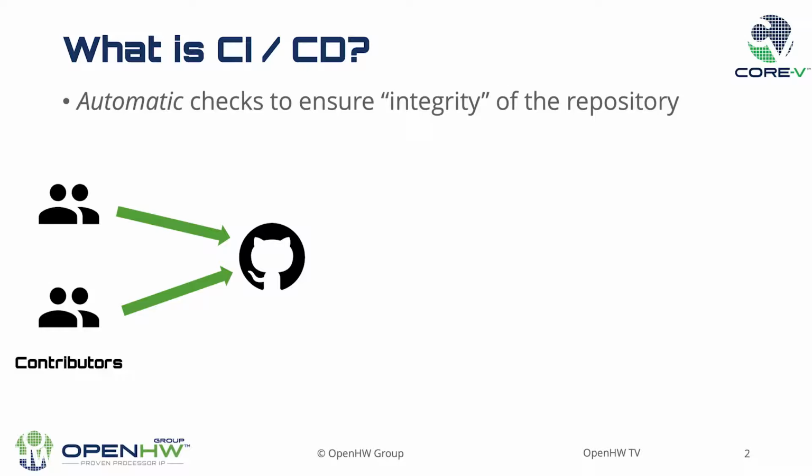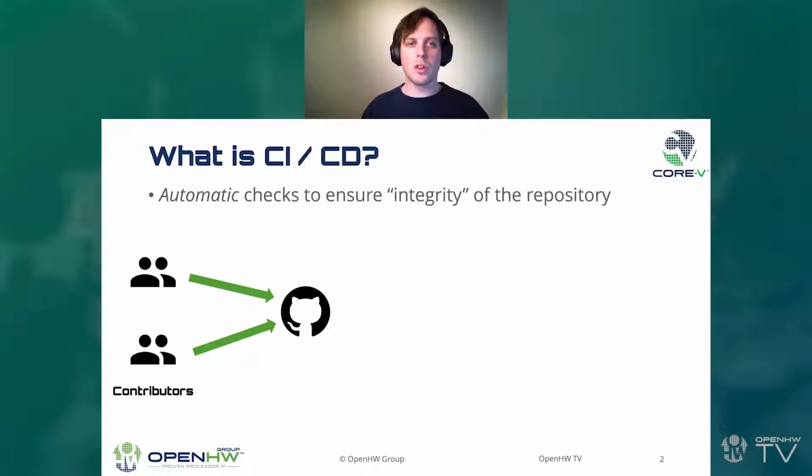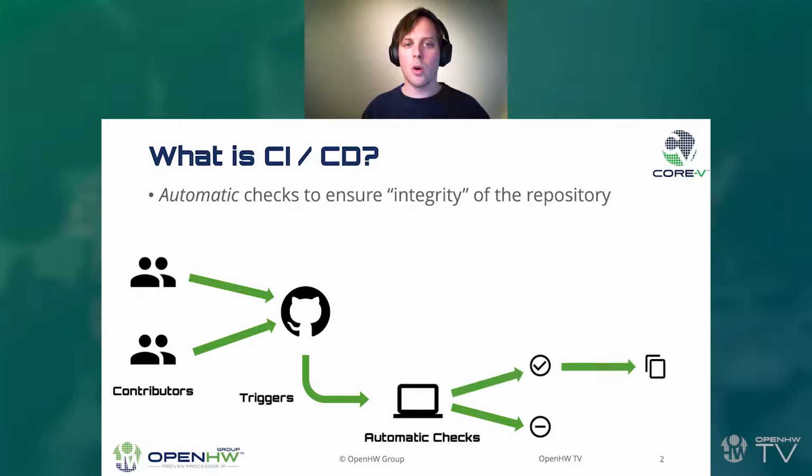Imagine the following scenario. A couple of contributors want to contribute code, documentation, and really anything to a given repository. And we are looking at the CORE-V MCU repository in that case. When they open a pull request towards this repository, this automatically triggers a couple of automatic checks. Those automatic checks are described within the repository itself and are very specific to the device under test and to the content of the repository. The automatic checks then come up with either a fail or a pass.